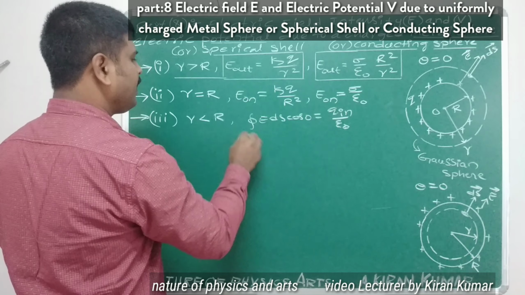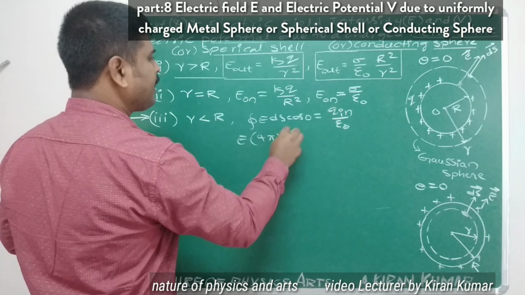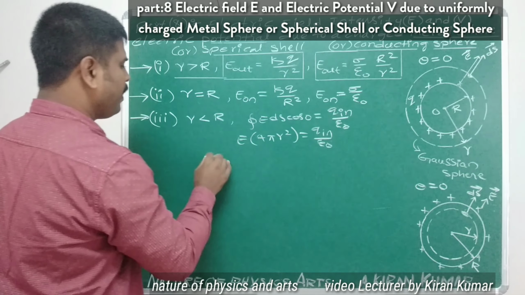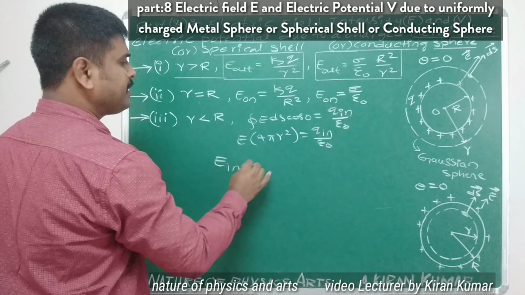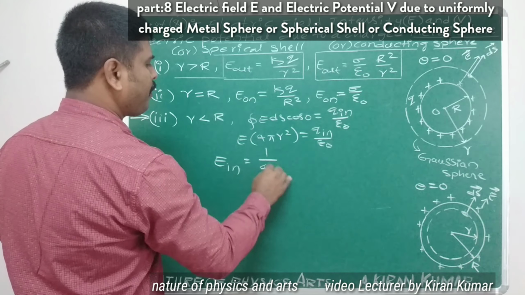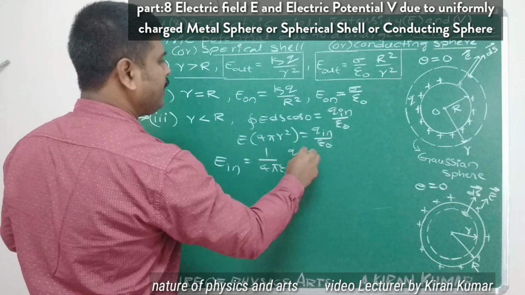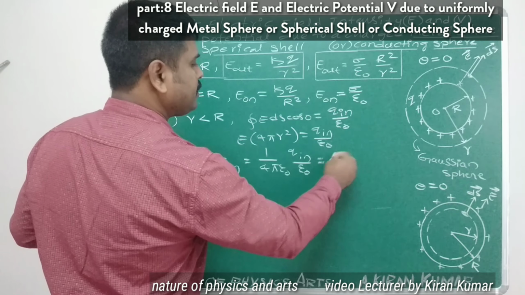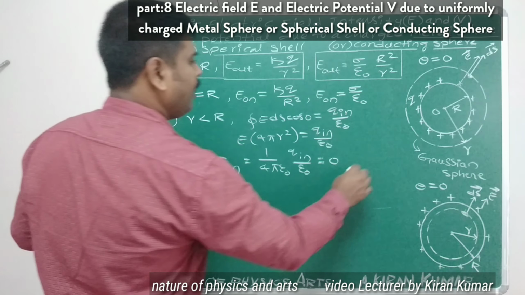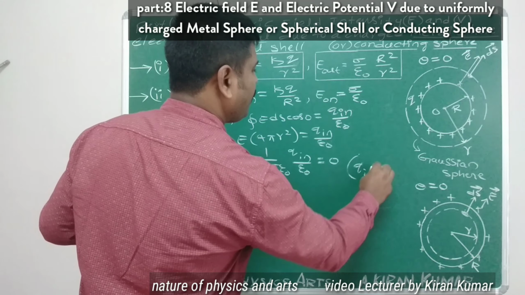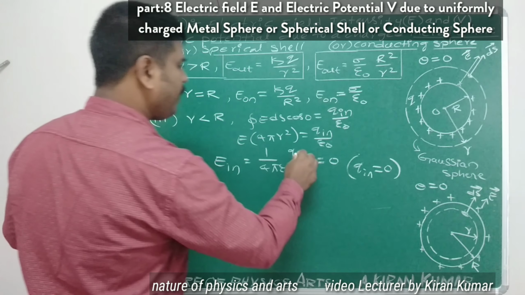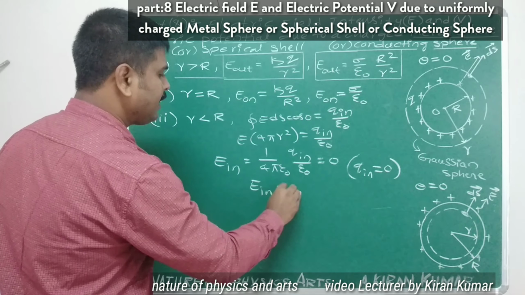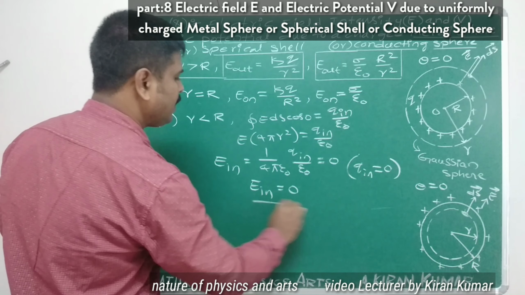So here we will get E into 4 pi r square equals q_in divided by epsilon naught. So E_in, which is equal to 1 by 4 pi epsilon naught, q_in divided by epsilon naught, is equal to 0. The reason is q_in is 0, and 0 into anything, or 0 by anything, is 0. So we are getting here E_in is equal to 0.